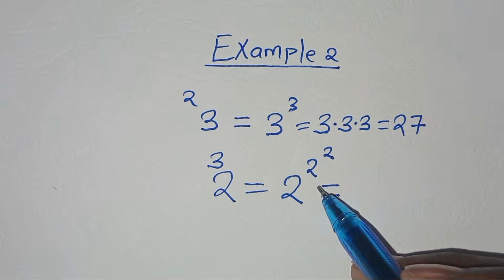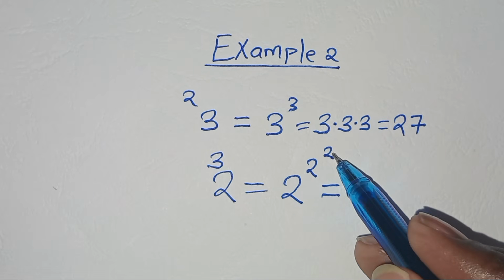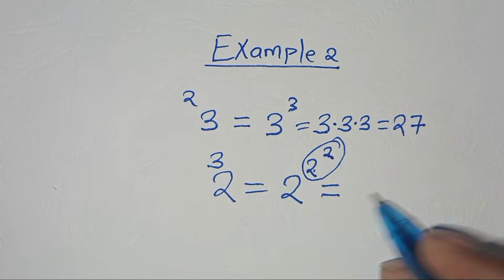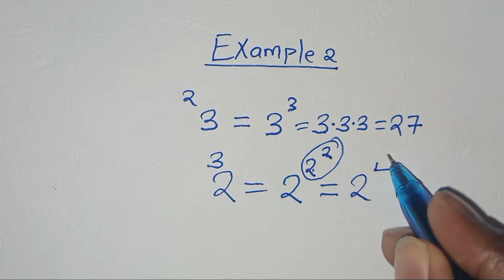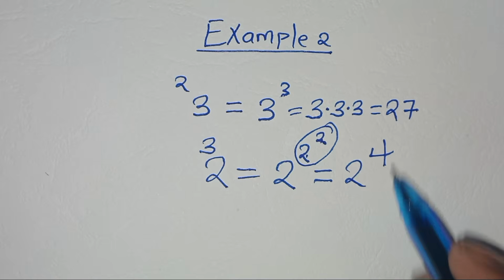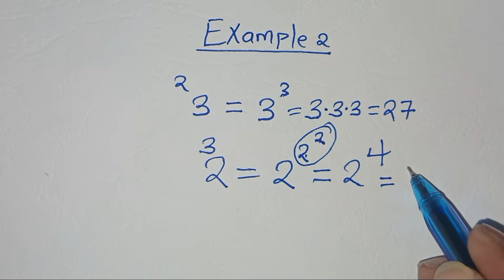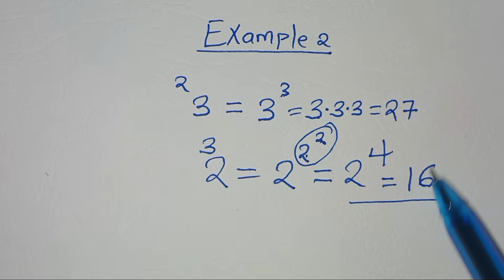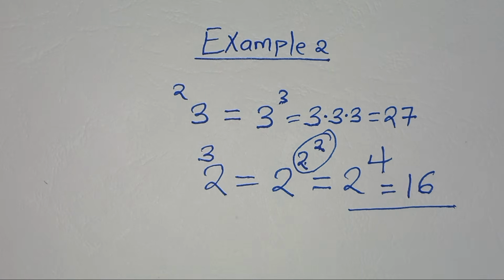Now, this means that we solve from the right to the left. So here we have 2 times 2. So this is 2 raised to the power of 4. 2 times 2 is 4. And we have that 2 raised to the power of 4 is equal to 16. And this is some of the examples for this tetration math problem.